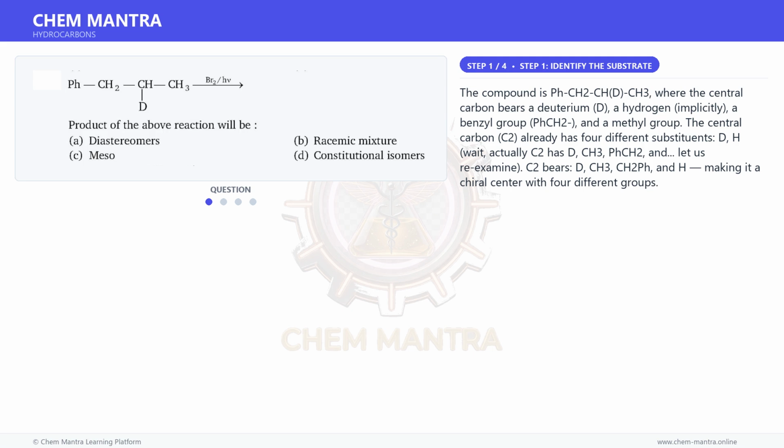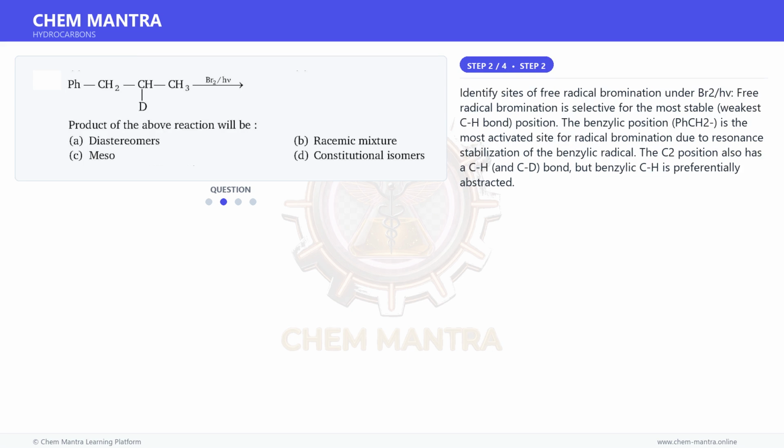The central carbon C2 already has 4 different substituents. Wait, actually, let us re-examine. C2 bears D, CH3, CH2Ph, and H, making it a chiral center with 4 different groups. Moving on to the next step.